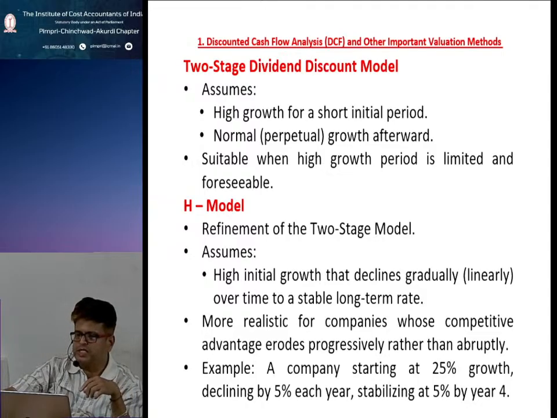The two-stage dividend discount model assumes a high growth rate for a short initial period and normal perpetual growth afterwards. It is suitable when the high growth period is limited and foreseeable. So these are the assumptions of the two-stage dividend model.